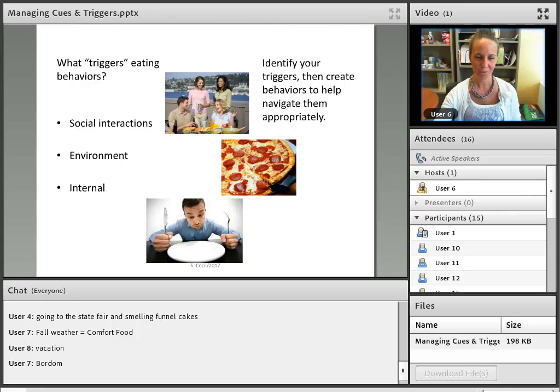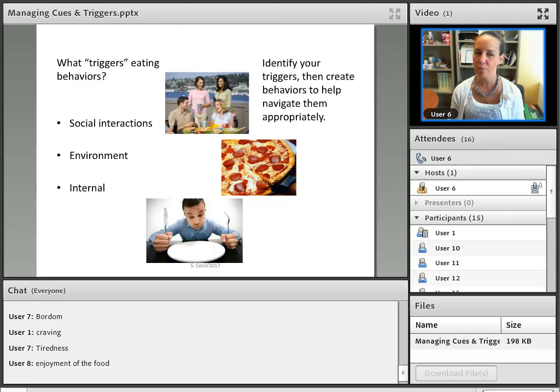Boredom, great. Craving, great. Fatigue or feeling tired. Enjoyment of the food, so sort of the pleasure that comes, the activation of those pleasure pathways in our brain when we have food.